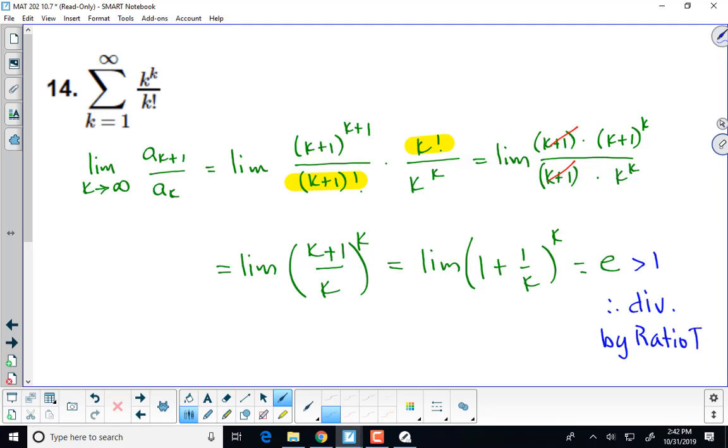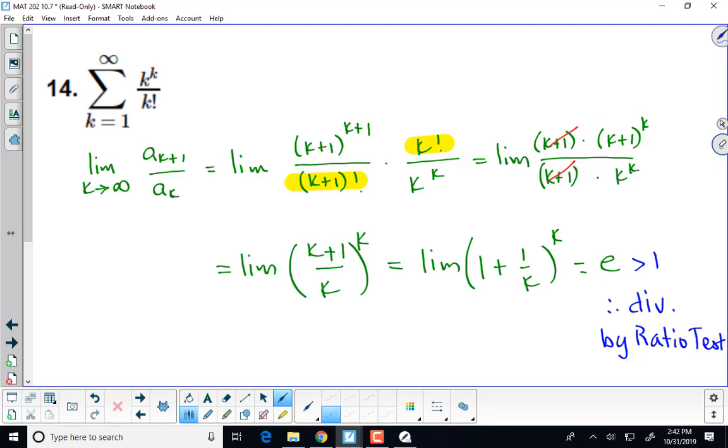Ratio test. Okay, what if we're really bad at math and I put that it diverges, and then I screw all of that up? How many points out of 5? I'm not answering that question. You get a 0.